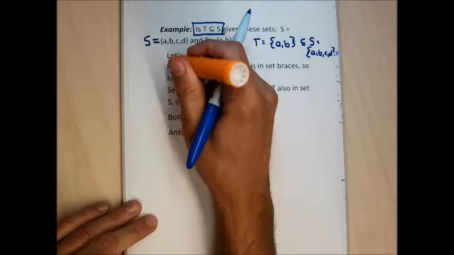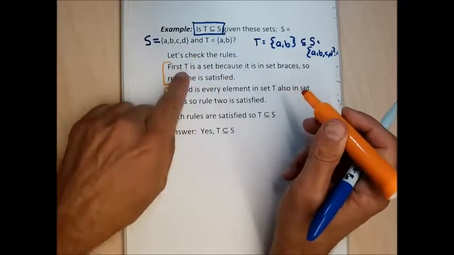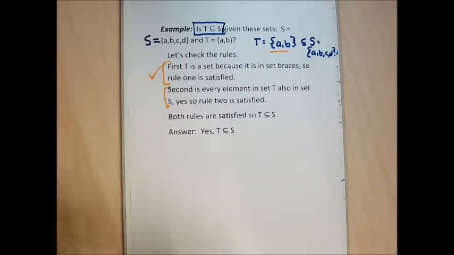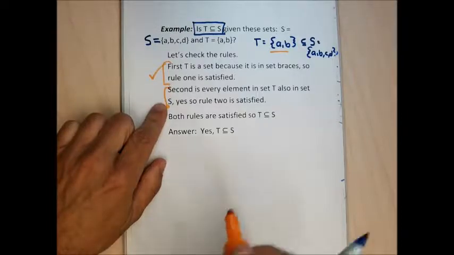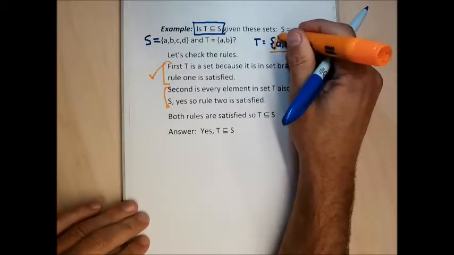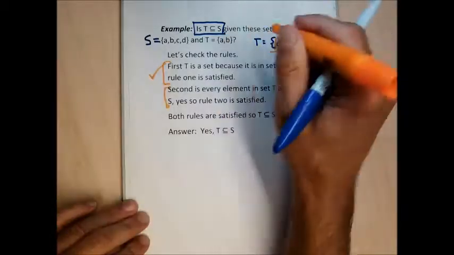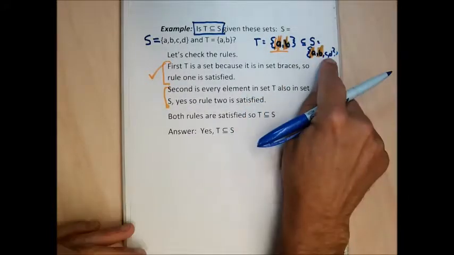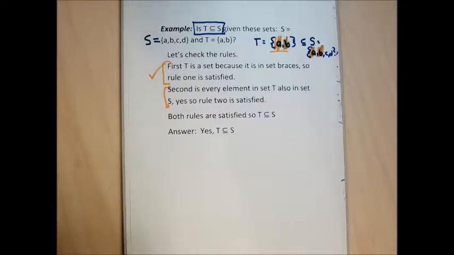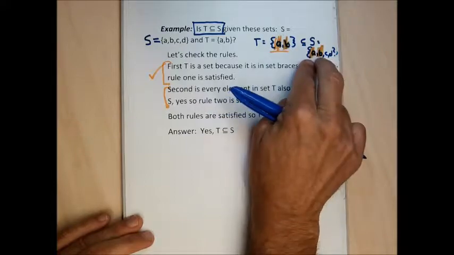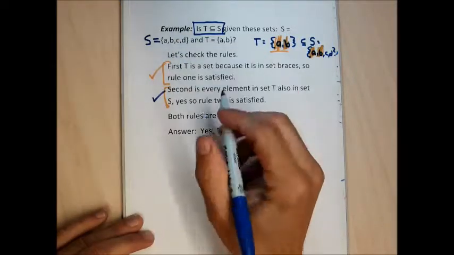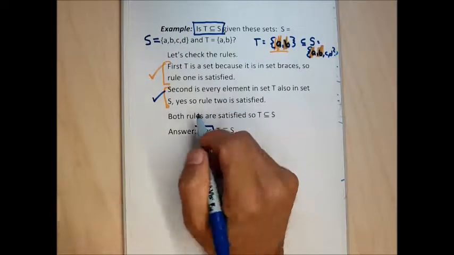So let's figure out if it is or not by looking at the two rules. The first rule, T has to be a set. T is a set because it's in set braces, so we satisfy the first rule. Second rule, every element in T has to be in S. Well, let me look at the elements of T. The first element of T is A. It's in S. The second element of T is B. It's also in S. There are a few other elements of S that are kind of extra letters, but those don't matter. The two letters in T are also in S, so the second statement is satisfied. And so because both rules are satisfied, we can say yes, T is a subset of S.